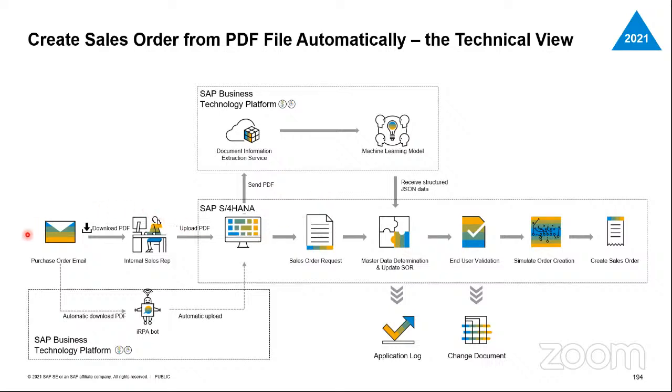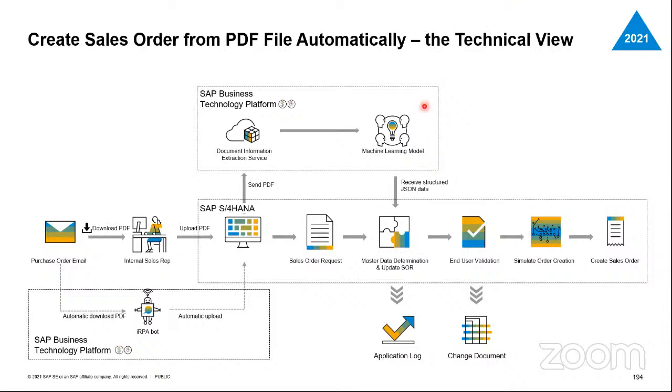How does this work from a technical standpoint? You can see that basically the iRPA bot is the one. Again, this is part of the SAP BTP, so there's licensing and installation required. That's the one that does the initial work. And then in the BTP document information extraction service, we'll need to pull data. And there's a machine learning model which needs to be trained, right? There are no out-of-the-box models. It's very specific to how your data has been handled in the past.